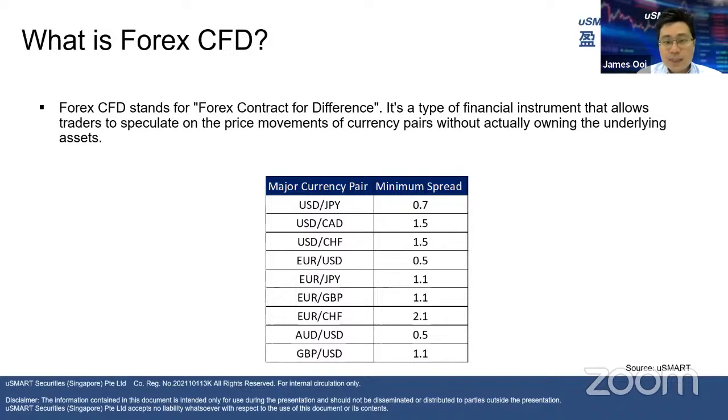And just to give you a few examples, the minimum spread of the USD yen currency pair is 0.7. USD Canadian dollar is 1.5. Euro USD is 0.5. Pound USD is 1.1.